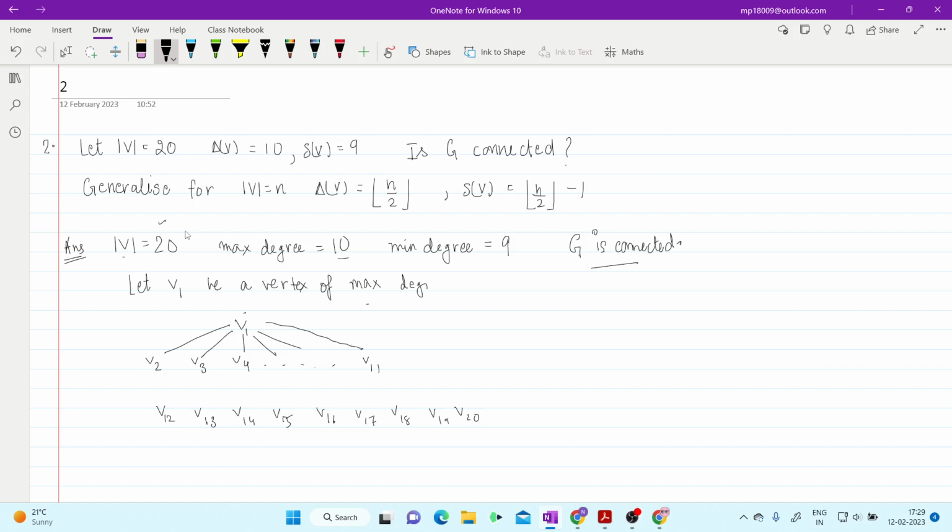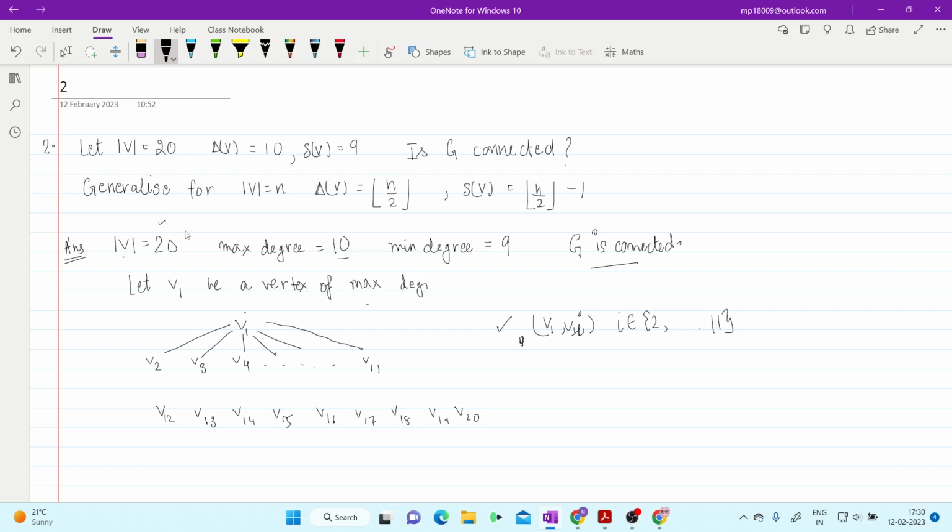So we have to show that G is connected. To show G is connected, we'll show that there's a path between V1 and every other vertex. If we talk about V1 and Vi, where i belongs to 2 to 11, since these are adjacent, this condition is satisfied, that we have a path from V1 to Vi. But what about other vertices?